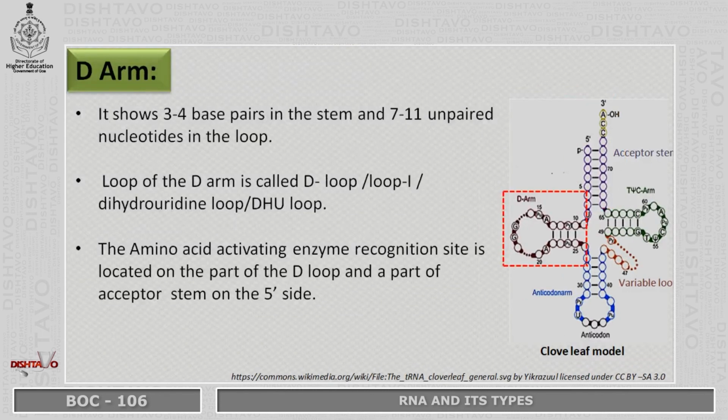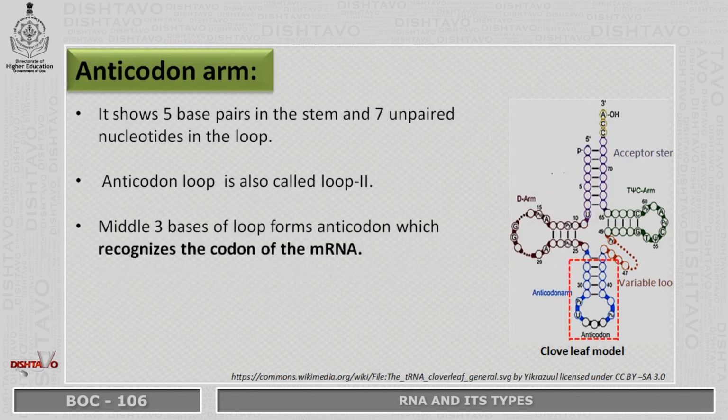D-arm. It shows 3 to 4 base pairs in the stem and 7 to 11 unpaired nucleotides in the loop. Loop of the D-arm is called D-loop or loop 1 or dihydrouridine loop or simply DHU loop. The amino acid activating enzyme recognition site is located on a part of the D-loop and a part of the acceptor stem on the 5' side.